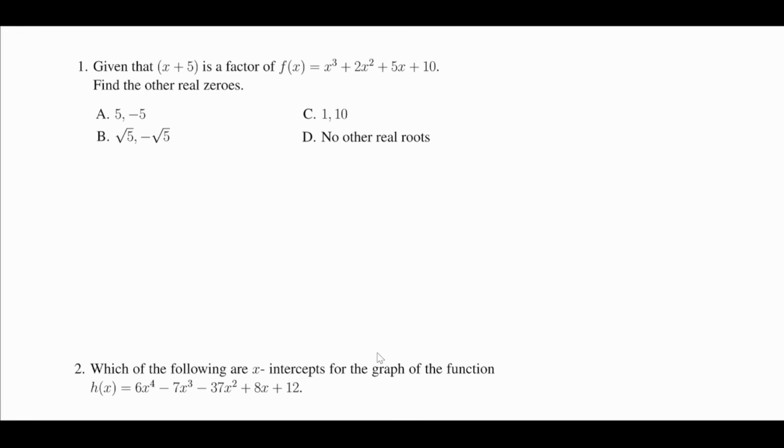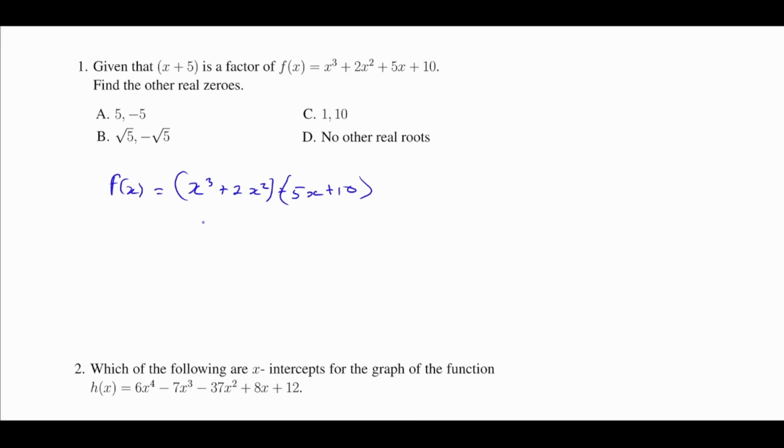Now, the first thing I'll say about this question is that x plus 5 is not a factor. How do we know this? When we factorize f of x, which is x cubed plus 2x squared plus 5x plus 10, I have four components. I can group them into two.